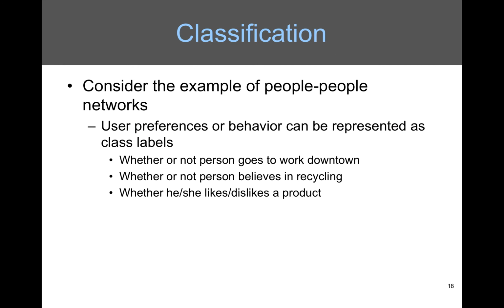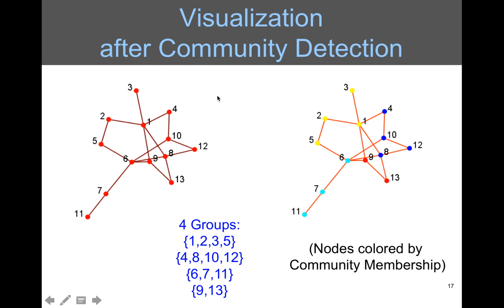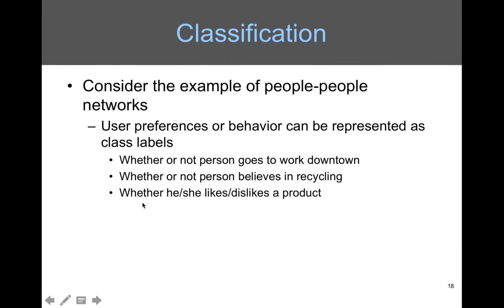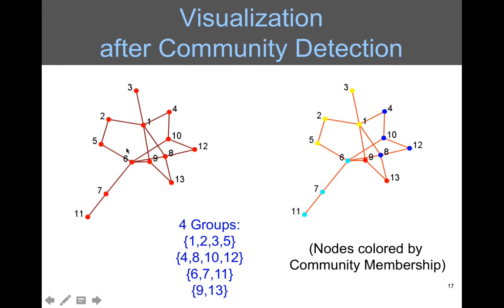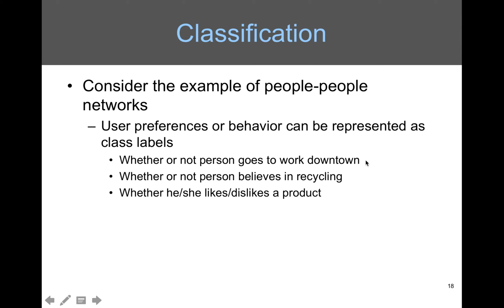Let's move on to another class of problems having to do with networks. This is classification. This is not so much about community detection. In community detection, you're given a network, and that's it. This is all you're given, and somehow from that, you have to use this information to find these colors and groups. In classification, you're given not just the network, like these people networks, but you're also given some other information in the form of class labels, which could be some sort of user preference or behavior.